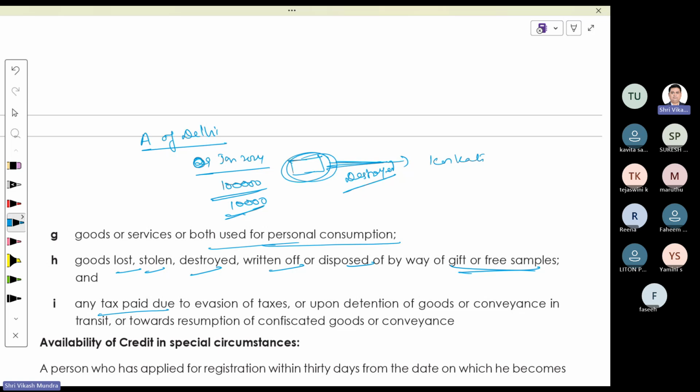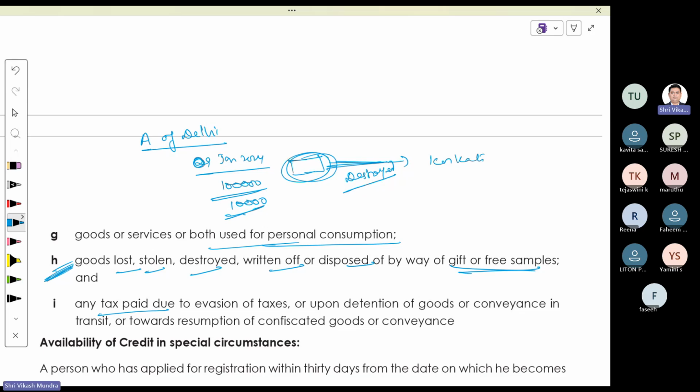Why? Number one, since the goods have not been received by me. We already discussed that to claim ITC, the goods should be received by me. Since it is not received by me, ITC is not available. Moreover, these goods have been lost, stolen, destroyed. There is a block credit in section 17(5). It is clearly mentioned that if goods are lost, stolen, destroyed, written off, or disposed of by way of gift or free sample, ITC is not available to me.